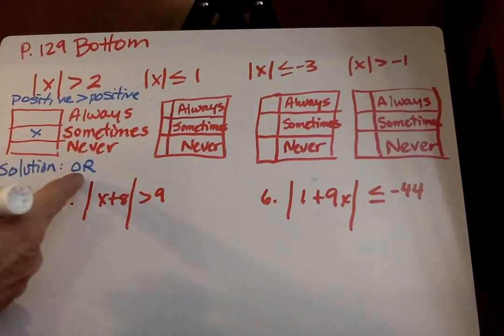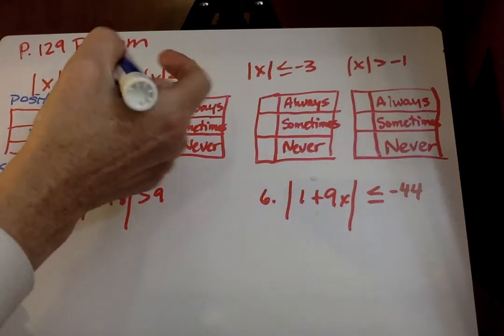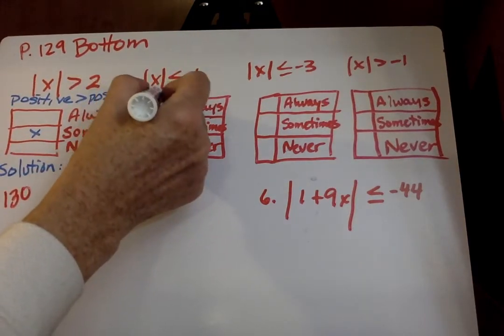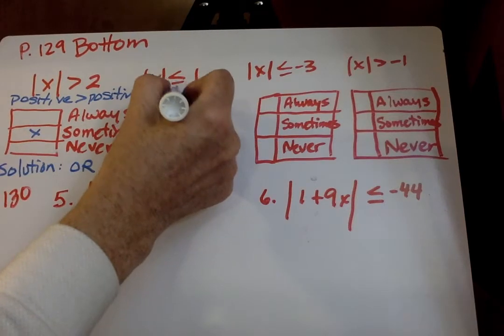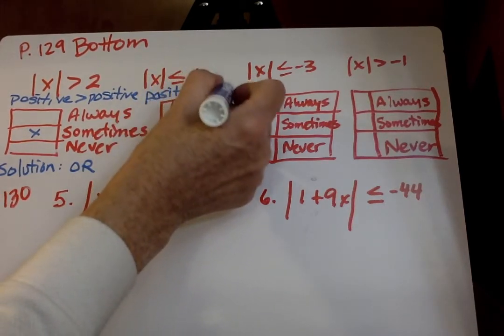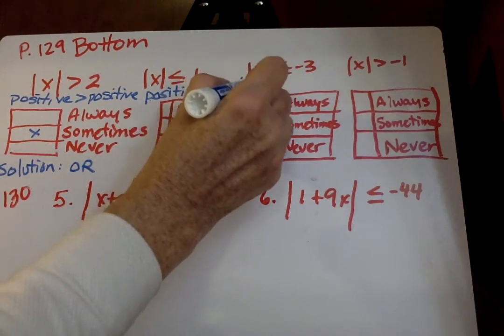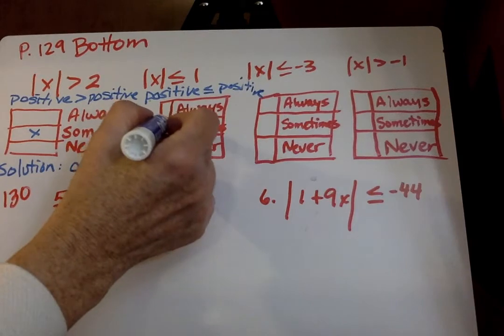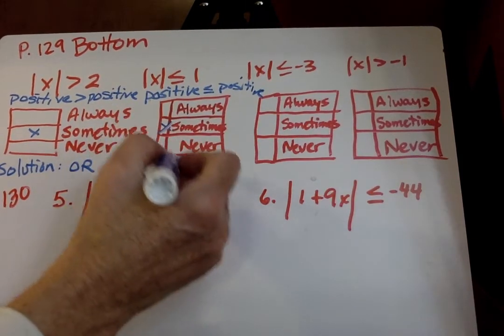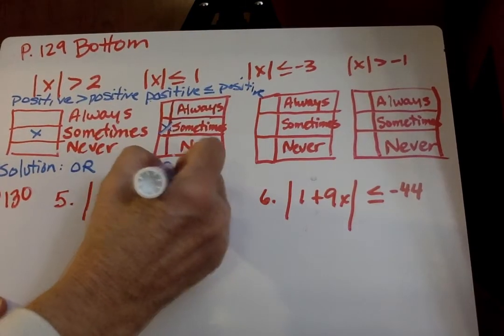Greater than, or. Okay. Now, absolute value of x is less than or equal to 1. So again, this is positive, and is positive less than or equal to positive? And again, that's sometimes. Okay. So our solution here, because it's less than, is going to be an and.